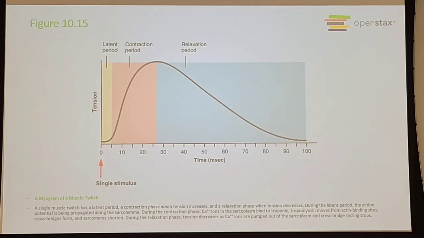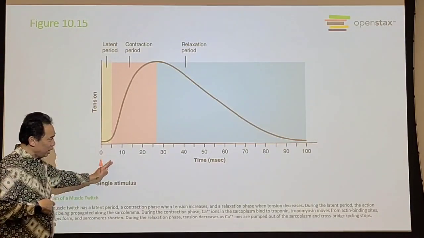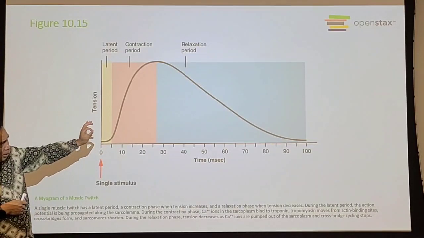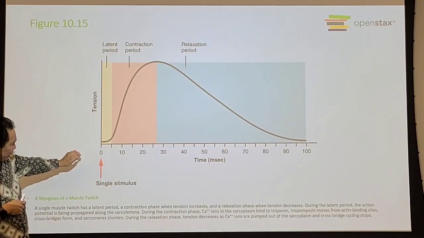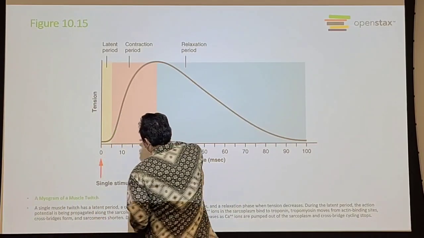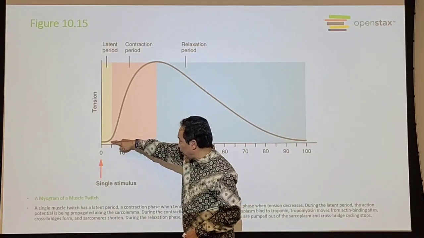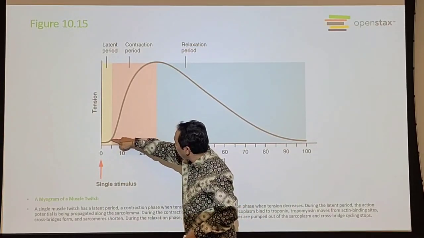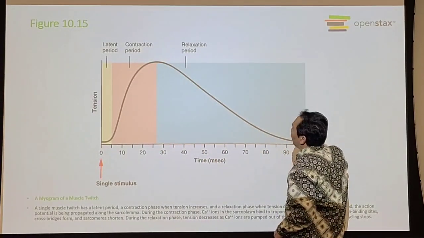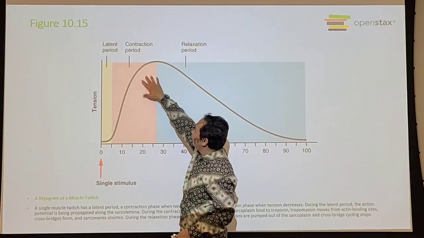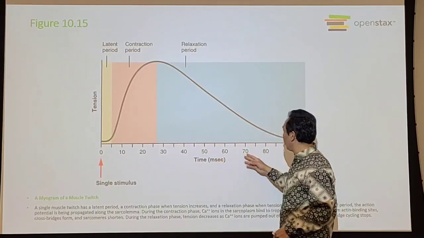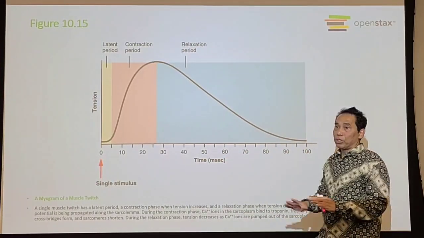Are you with me? When we measure the muscle contraction, it will give you this curve on the equipment that we use. So this is a muscle twitch. There are several stages over here. This is the latent stage, then the contraction, and after that the relaxation period. So this is one twitch, and it usually takes about 100 milliseconds to finish one twitch.